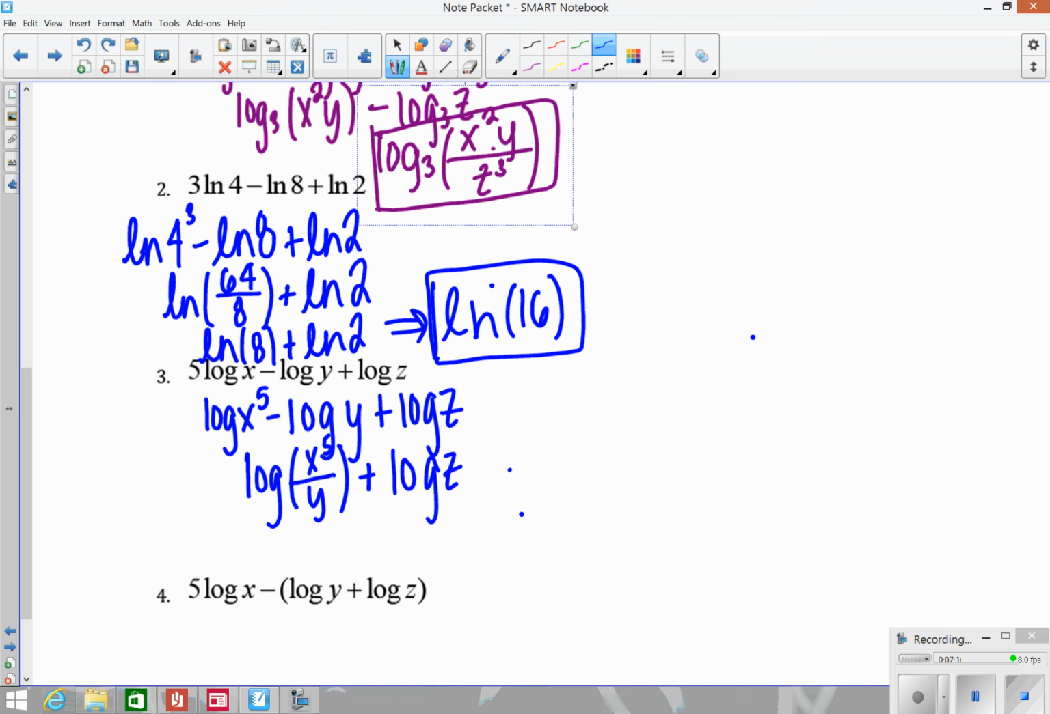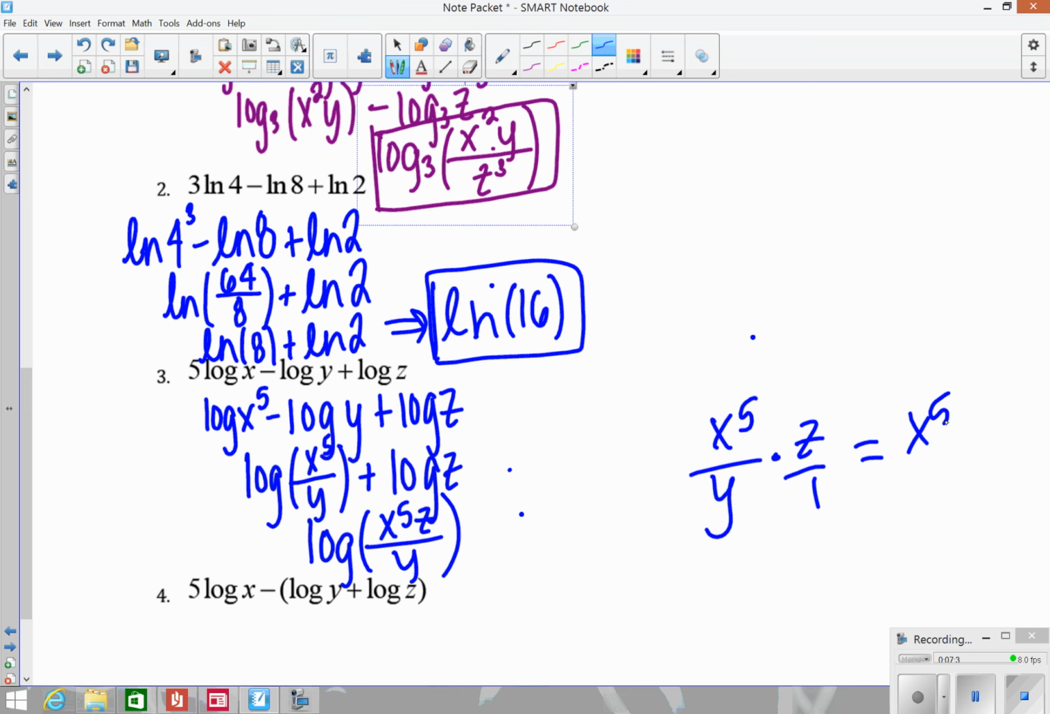And now we're going to do multiplication between these. So we have x to the 5 times z all over y. Because when you multiply this, if I have x to the 5th over y times z, this is like z over 1. So you multiply across the top, multiply across the bottom, you get y. So that's where I got that from. So there's the answer for that one.